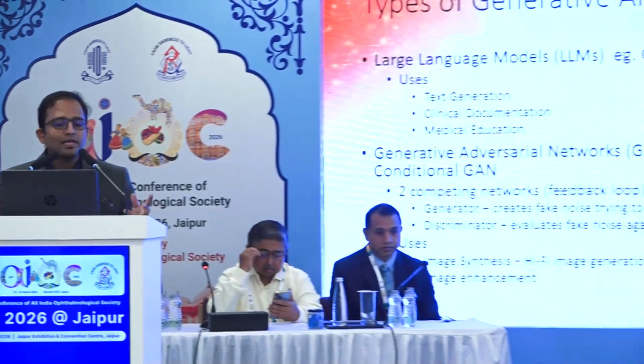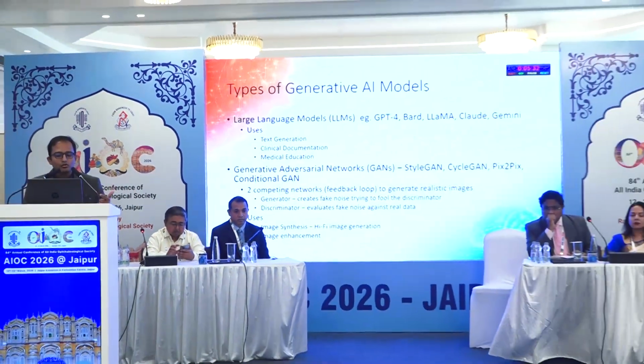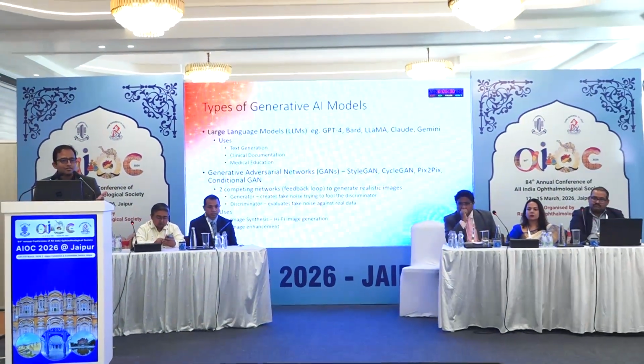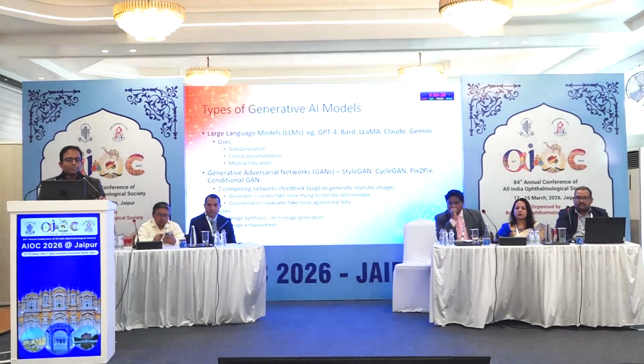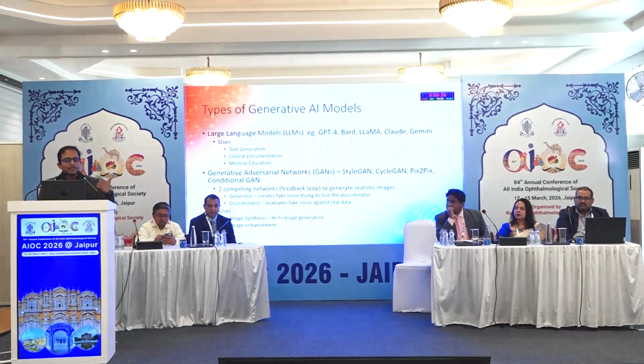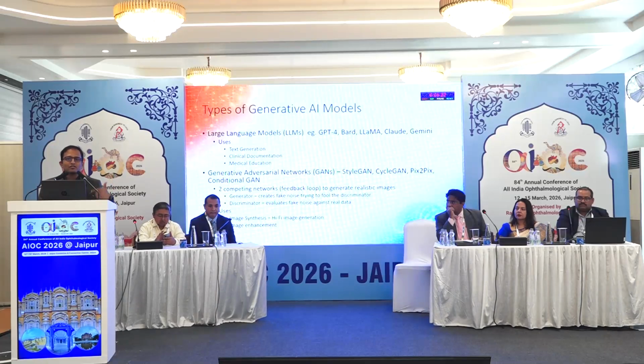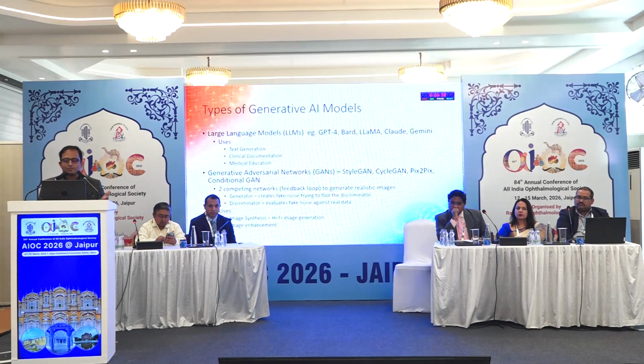Now there are different types of generative AI models. One is the large language models like GPT-4, which can be used for text generation, clinical documentation, and medical education. Then you have generative adversarial networks, or GANs, which are basically two competing networks with a feedback loop to generate realistic images. The generator creates the fake image, trying to fool the discriminator, and until the discriminator is fooled, the generator keeps on generating images closer to reality. This can be used for image synthesis and image enhancement.